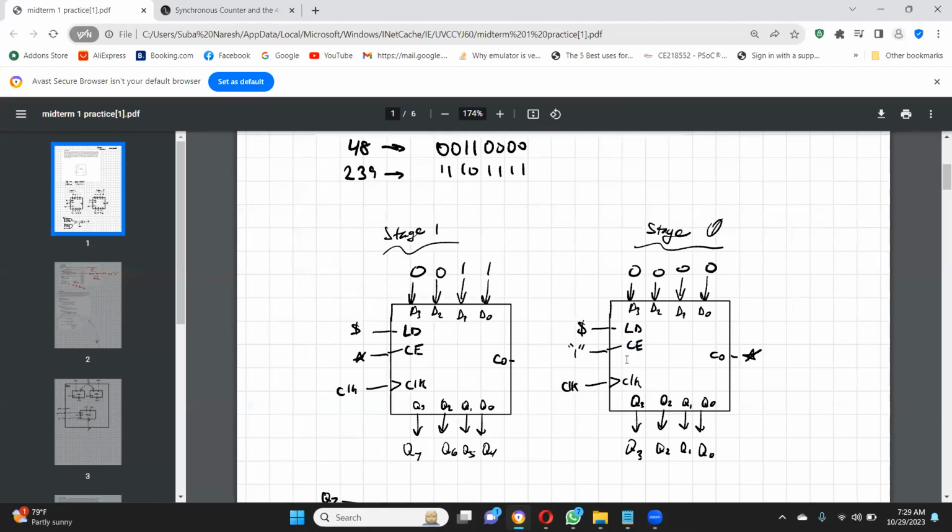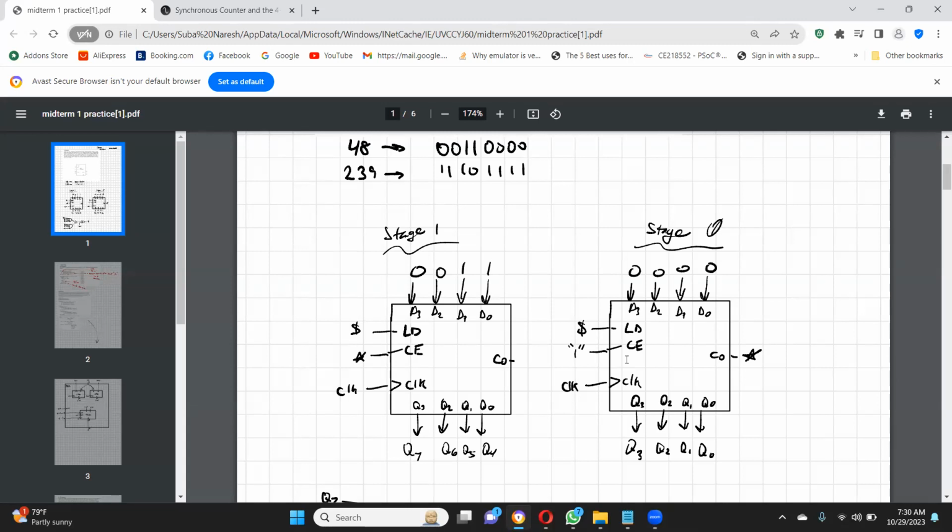Do you understand? But what happens after load is 1? Your loading value will be stored. When load is 0, even if you try to load, it will not be loaded. When load is 0, it will not do anything. Whatever value is there will stay. When load is 0, only when the clock signal is activated and C equal to 1, it will be counted.